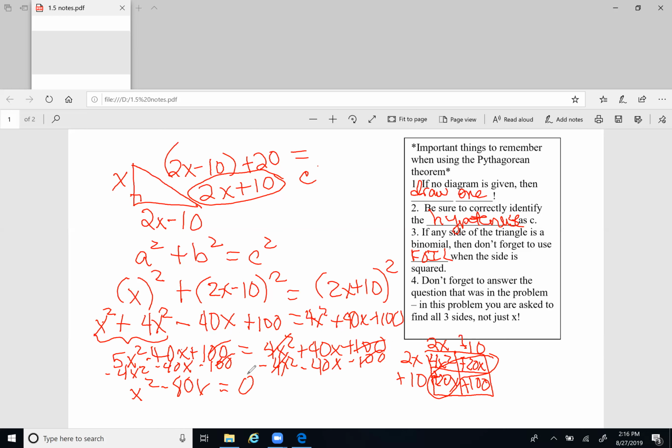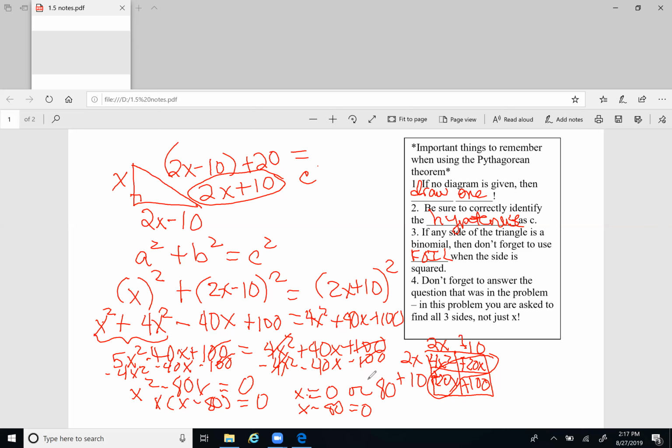Now, that factors, and that's my easiest way to solve it. I could use the quadratic formula, but why would I want to? I notice I have a common factor of x in both terms. So I'm going to factor out an x, and that will leave x minus 80 in parentheses, and that's going to give me two possible solutions: either x equals 0 or x minus 80 equals 0, which means x could equal 80.